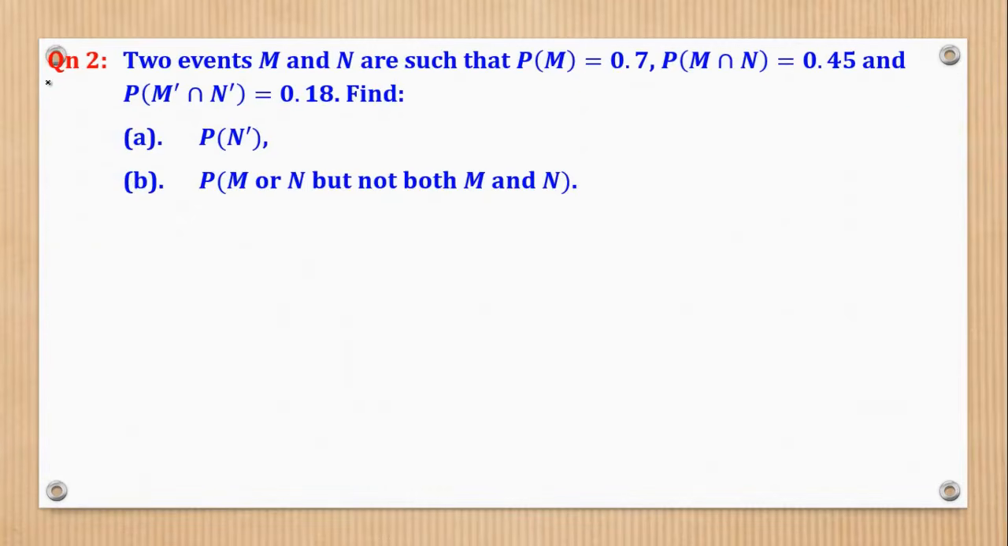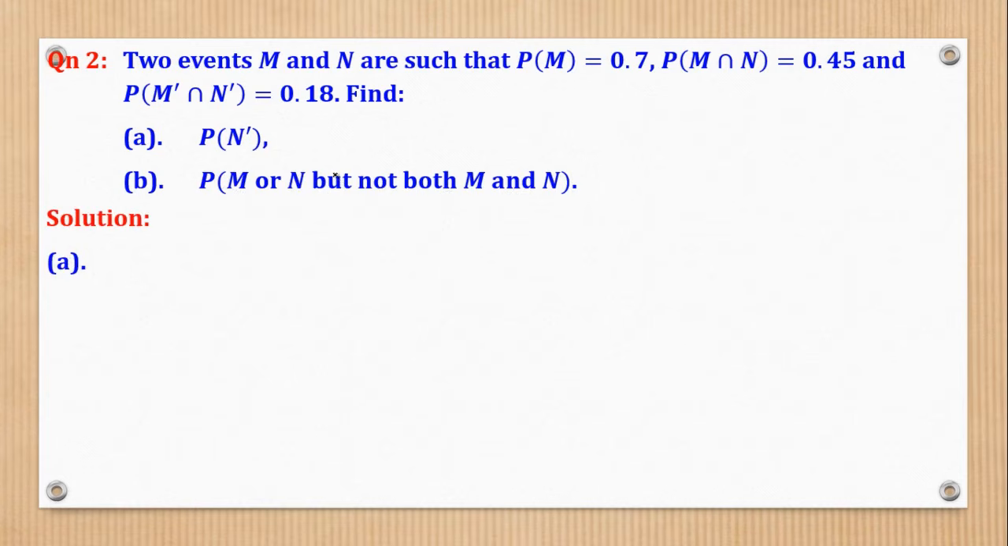So that has been question 1. Now we shall go to question 2. Question 2 says two events M and N are such that probability of M is equal to 0.7, probability of M intersection N is equal to 0.45, and probability of M complement intersection N complement is equal to 0.18. Find part A, probability of N complement. And part B, probability of M or N but not both M and N.